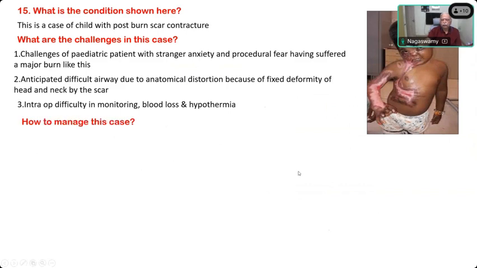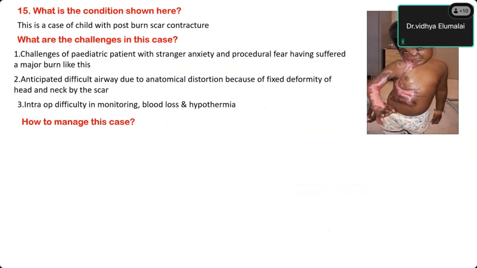So how do you manage this case? These are the common challenges which you can think of. So how do you manage this case? What are the things you have to plan? TIVA with tumescent anesthesia, or mainly awake fiberoptic. The main problem is airway, isn't it? Awake fiberoptic.